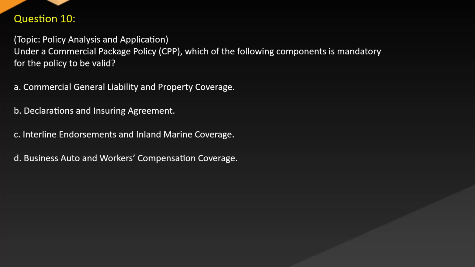Question 10. Topic: Policy Analysis and Application under Commercial Package Policy, CPP. Which of the following components is mandatory for the policy to be valid? A. Commercial general liability and property coverage. B. Declarations and insuring agreement. C. Interline endorsements and inland marine coverage. D. Business auto and workers' compensation coverage.